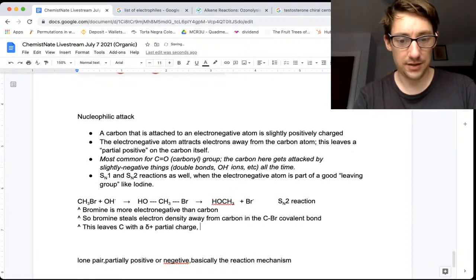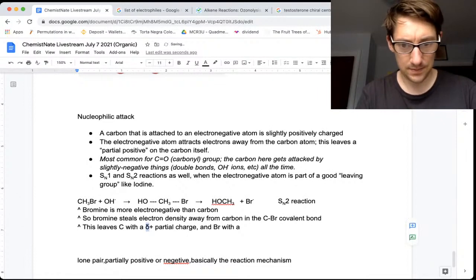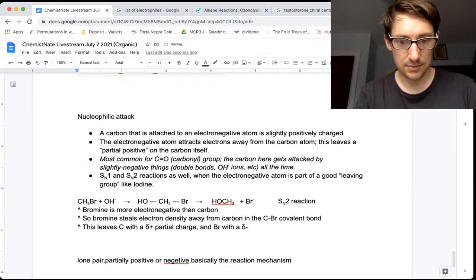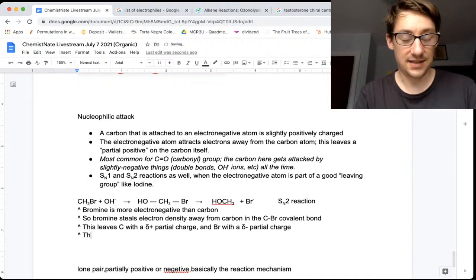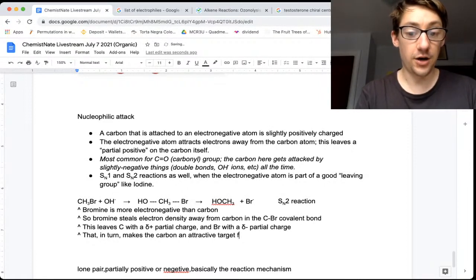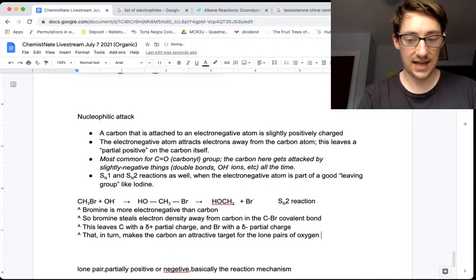And Br with a delta minus partial charge. That, in turn, makes the carbon an attractive target for the lone pairs of oxygen to attack.